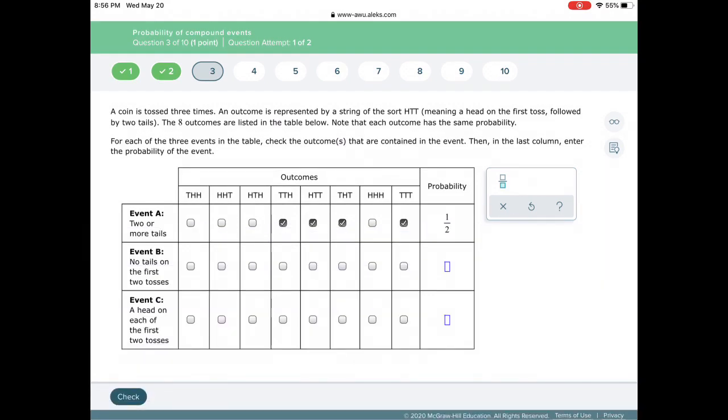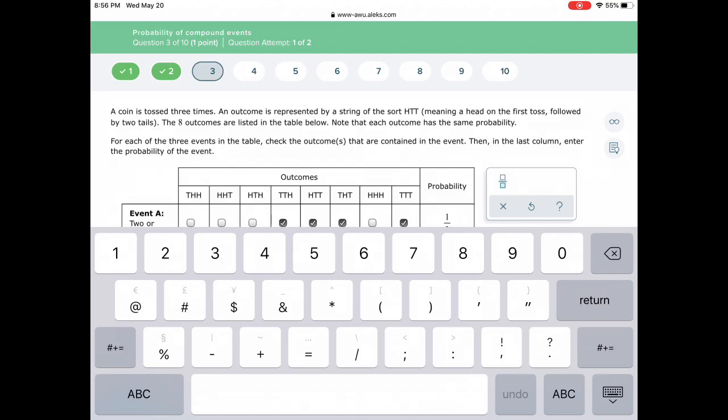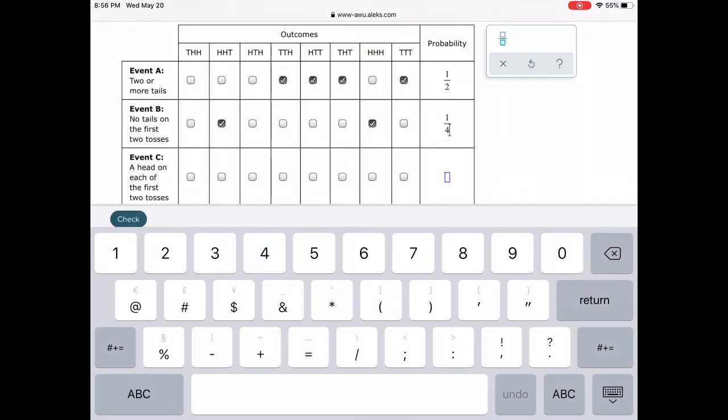All right. Event B, no tails on the first 2 tosses. So if you think about that, the first 2 tosses have to be HH. So that occurs there, it occurs here, and that is it. There are only 2 of those out of the 8. So 2 out of 8 simplifies to 1/4.